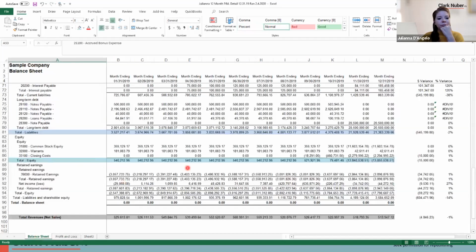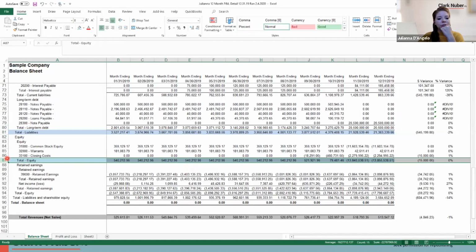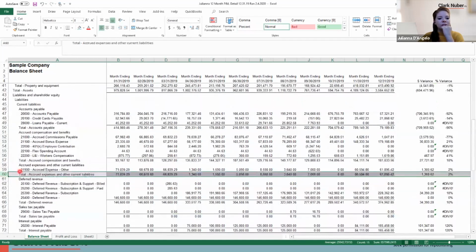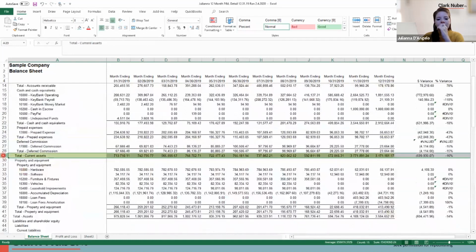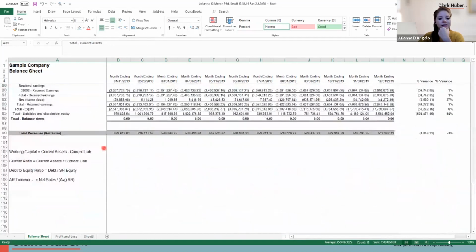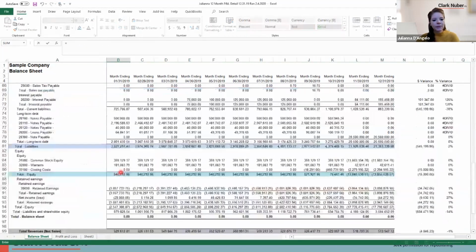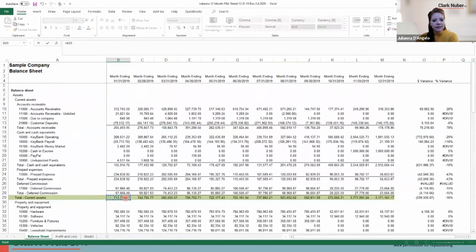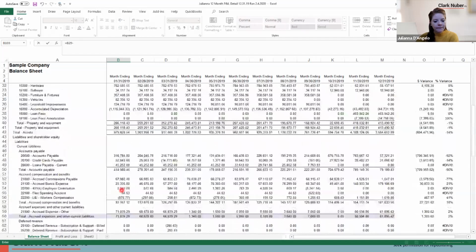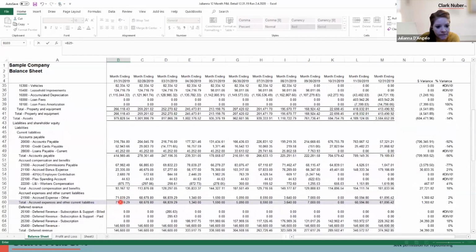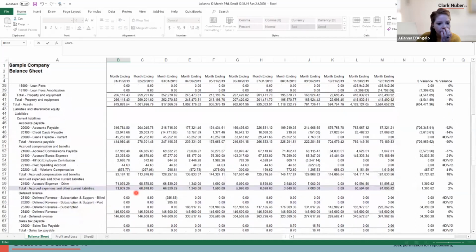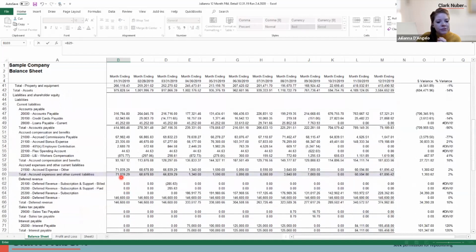I've also highlighted a few important lines here: total liabilities, total short-term or current liabilities, current assets. And let's create some more trend analysis down here. So we have our working capital, which is our current assets minus our current liabilities. So here's our current assets minus that. Doesn't look like all of the liabilities. So I'm going to have to make this, and this, and this. Okay.